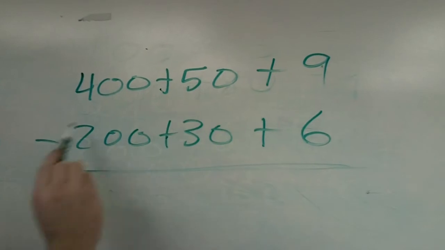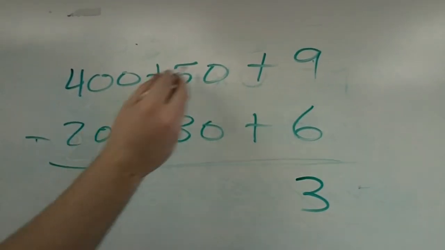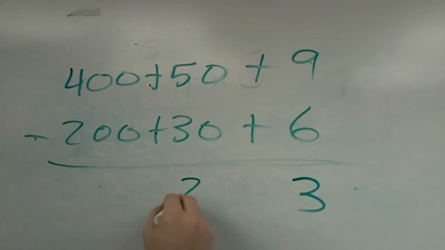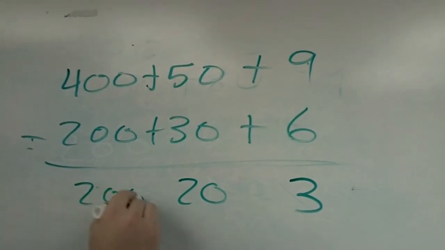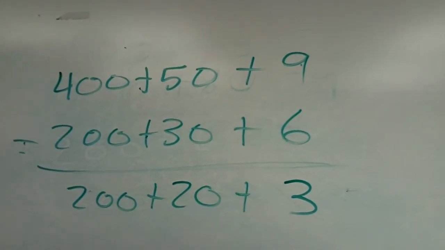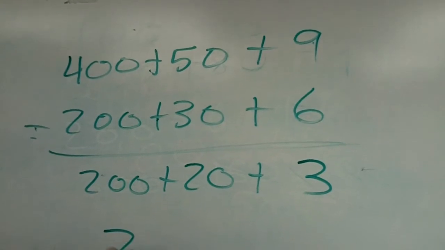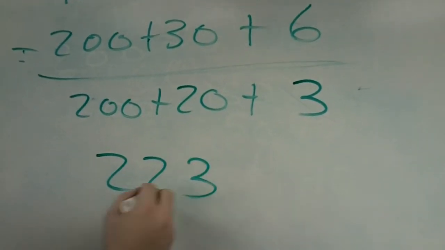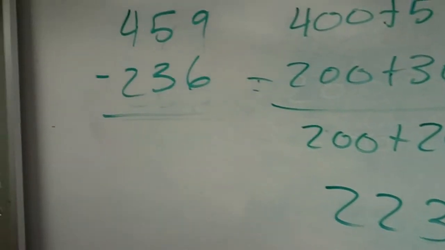So we're just going to go 9 minus 6 is 3. 50 minus 30 is 20. 400 minus 200 is 200. And then because we have it in expanded form, this is still added, so we're still going to put these together. It becomes 223.